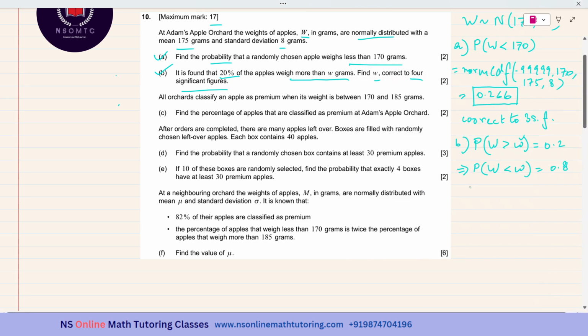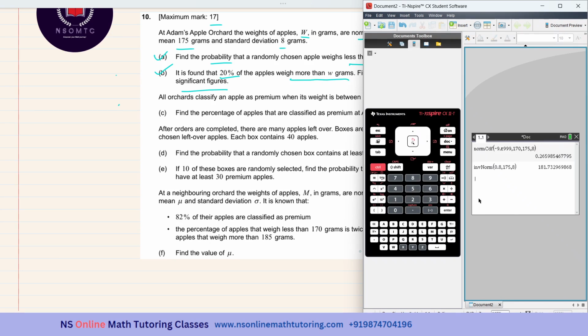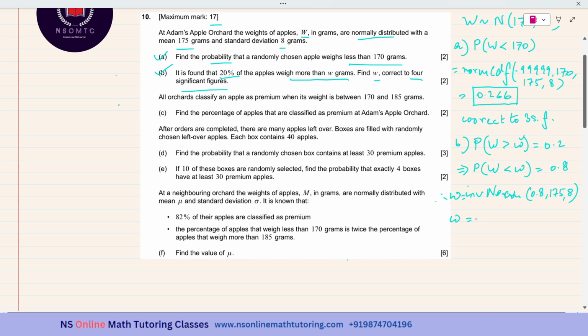Therefore, let me write w equal to inv norm of 0.8, the mean is 175 and the standard deviation is 8. So this is equal to 181.7. So w is equal to 181.7 grams, correct to 4 significant figures.